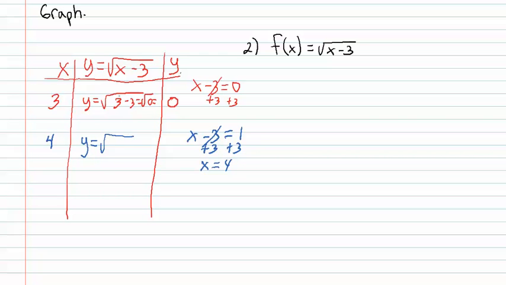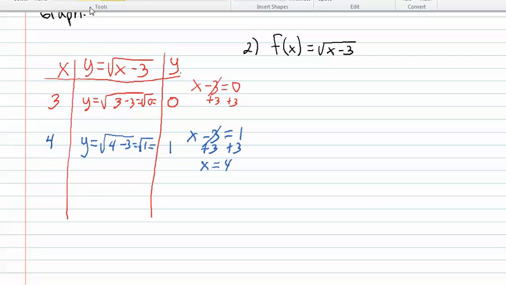So now we said our x is going to be 4 minus 3, which is 1, and it's still the square root of 1, which is 1. So there's another ordered pair. Okay, the next one.